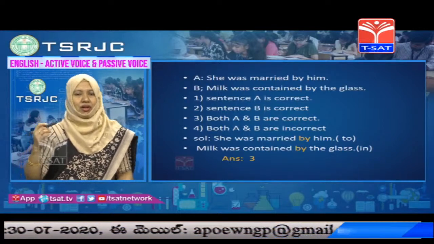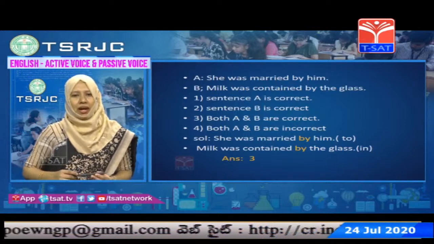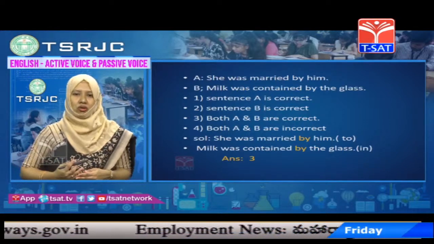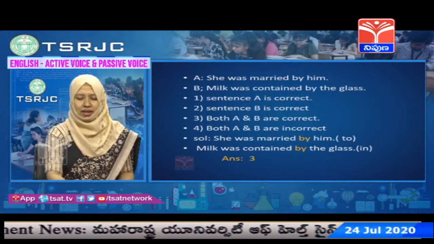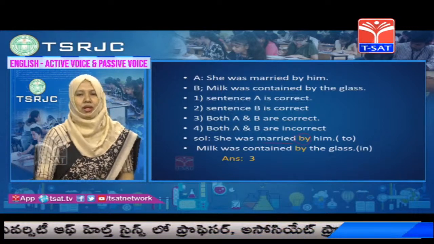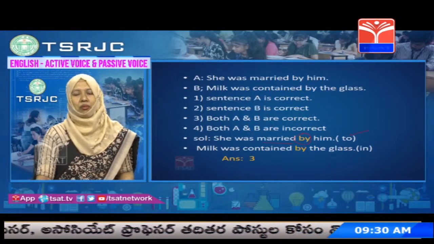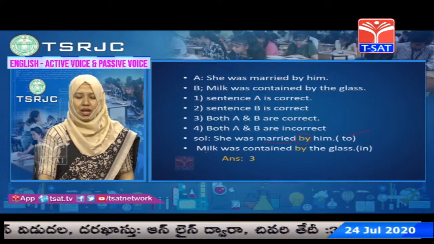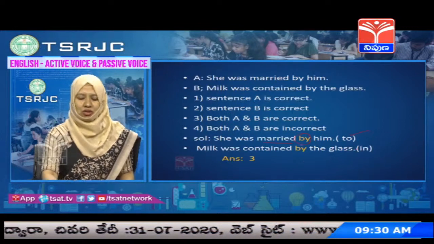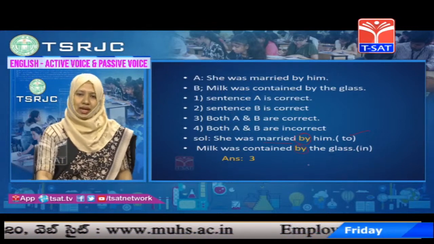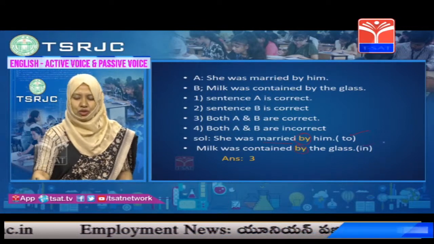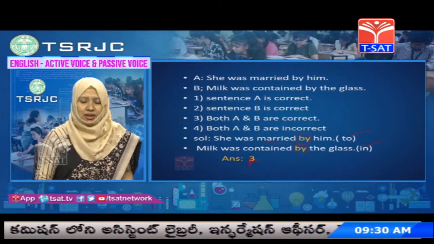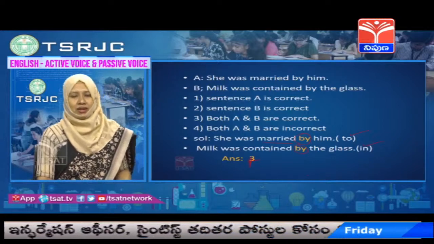Now if you see the first one, "she was married by him," and "milk was contained by the glass," both the sentences are wrong. They are grammatically wrong. Actually, the correct sentence is "she was married to him." "By" should not be there. The preposition "to" should be used instead of "by." In statement B, "milk was contained by the glass" is also wrong. The preposition "by" is wrong here. "Milk was contained in the glass" uses the correct preposition. So both statements are wrong. Here the correct answer is both A and B are incorrect.